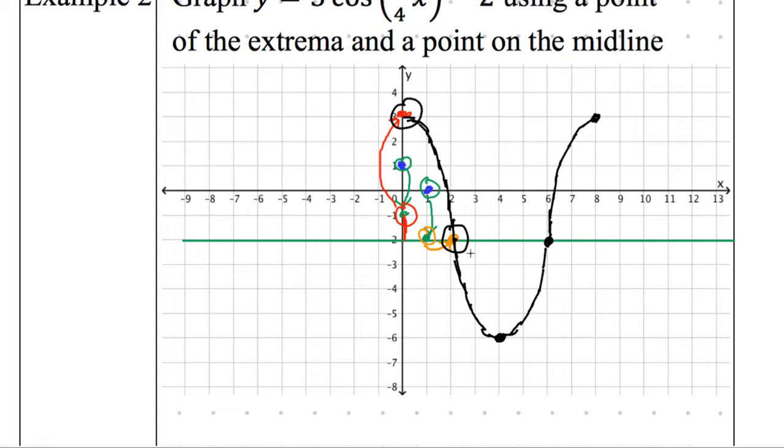But again, you don't have to worry about doing the sketching. All you have to do is drag that extrema and midline point correctly, and you have the answer.